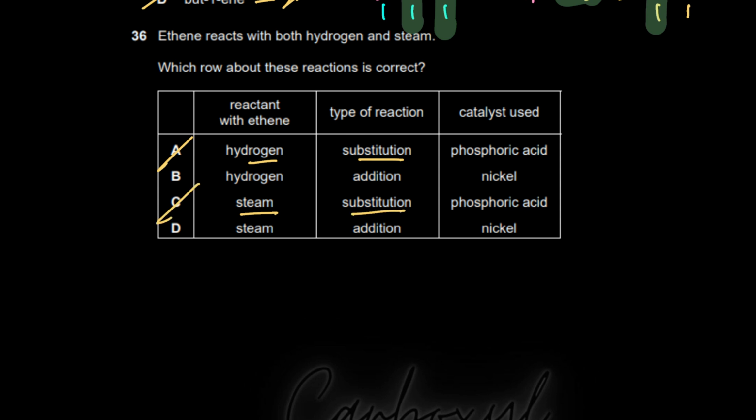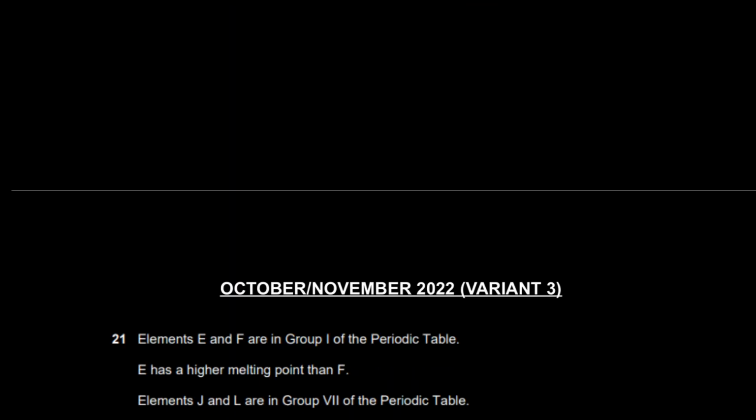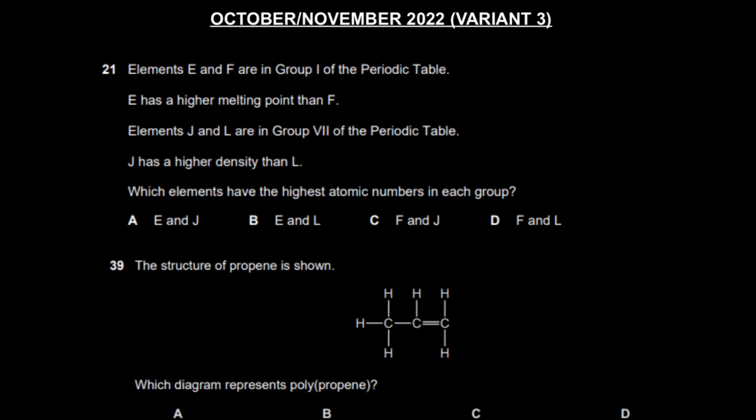So now between A and B, the catalyst when you're reacting with steam is not nickel. The catalyst is acidified phosphoric acid, or you could just say acidified acid. In our case, we take H3PO4 aqueous. So it's not nickel. Nickel is used right here, and we also heat it to like 200 degrees Celsius, and we go from an alkene to an alkane. So C is correct, Torino.